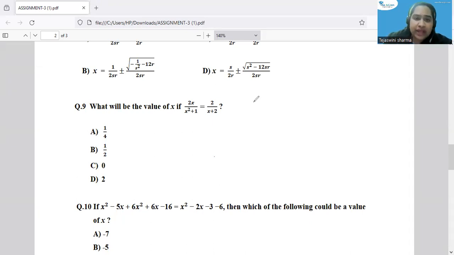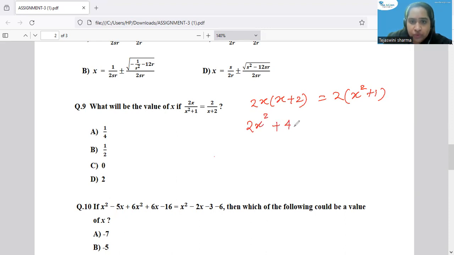So when I'm doing that, I will have 2x multiplied by x plus 2, and then 2 multiplied by x to the power 2 plus 1. So it will be 2x to the power 2 and then 4x, and here it will be 2x to the power 2 and then 2. I know that these terms will get removed, but 4x will be equal to 2 and the value of x will be 1 by 2.